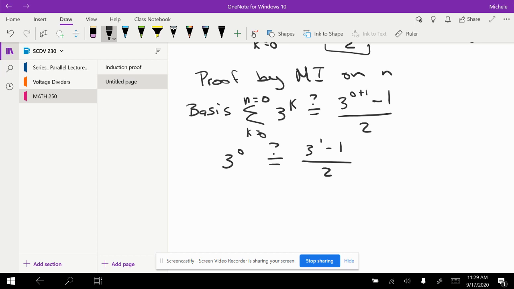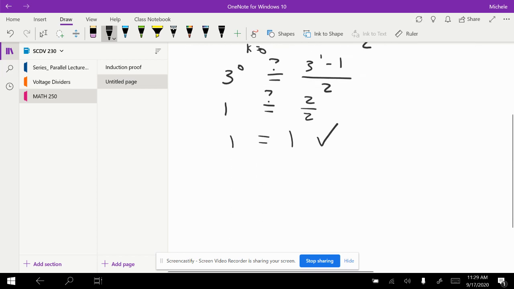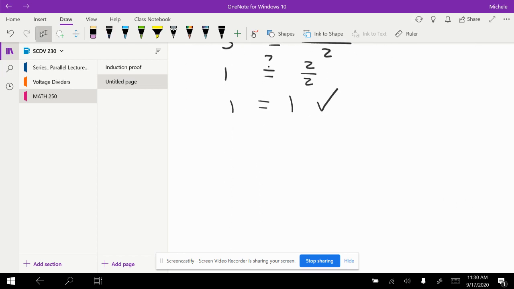minus 1 over 2. So is that true? Well, 3 to the 0 is 1, and does that equal 3 to the 1 is 3, minus 1 is 2, and so 2 over 2 is equal to 1. So we have 1 is equal to 1. So that works. So we have our base case. We're just looking at the sum, and the sum only has one term in it, and it works for the closed form.